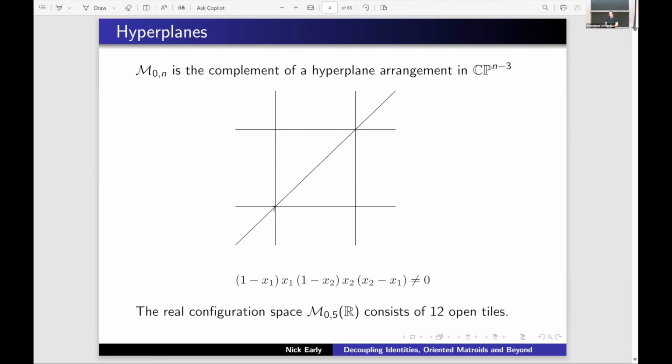Okay, so M05, the real configuration space, decomposes P2 into 12 regions. You can see here 1, 2, 3, 4, 5, 6, 7, 8, 9, 10, 11, 12. Among these, exactly 2 are bounded in this particular chart that we have chosen. That has a nice topological interpretation. In general, the number of tiles is (n-1)!/2. They're all simplices, and they're related by relabelings of the columns and by Möbius transformations.